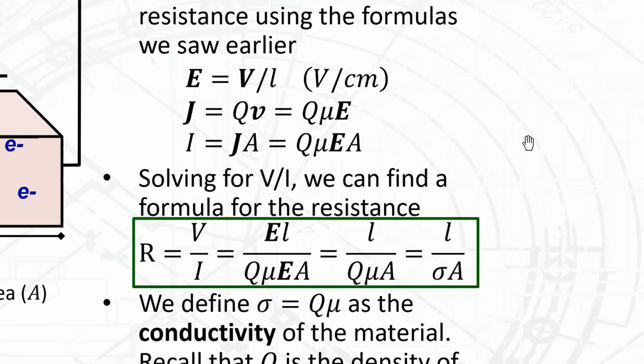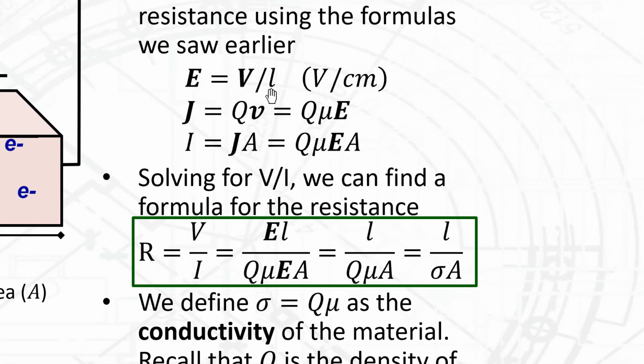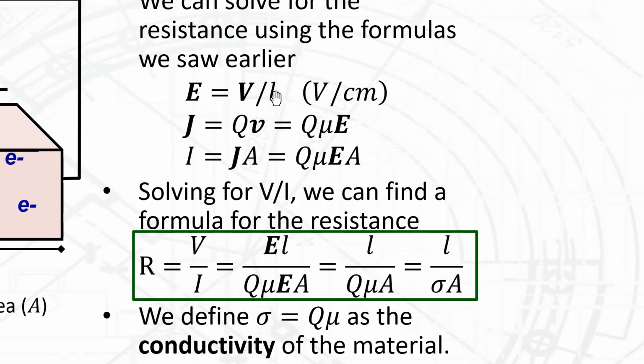All right, so let's look at this. The electric field is equal to the voltage divided by the length. That's what we defined last time. We also defined the current density as Q times v, and the current as J times A, the current density times the cross-sectional area. So the current is equal to Q, the charge density, times the mobility, times the electric field, times A. All right, so we have relationships that relate the voltage and the current according to the material properties.